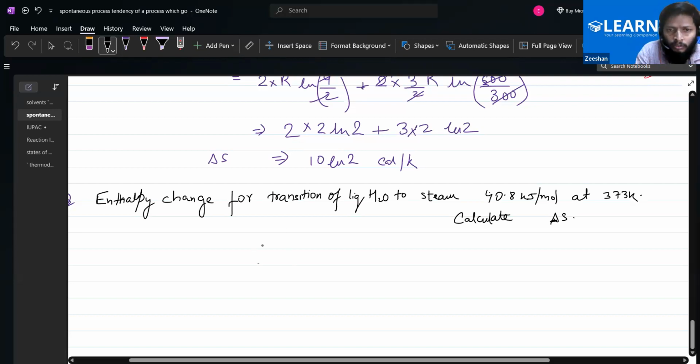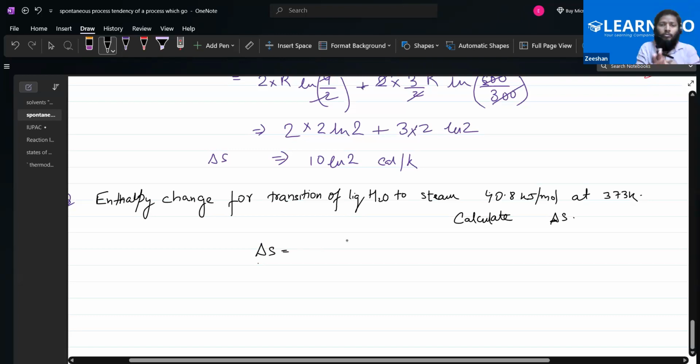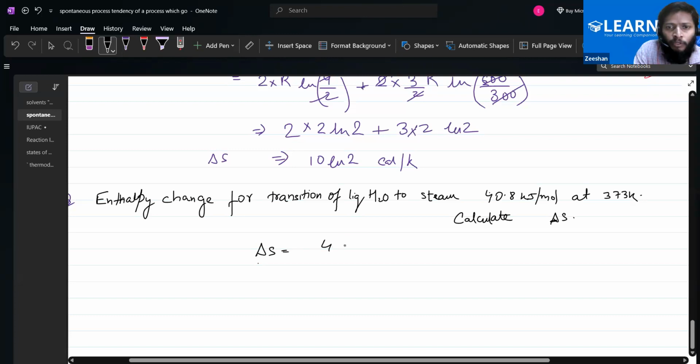So most of the people have given the answer. So let's try this out. So delta S will be the transfer of heat. The heat involved in this is 40.8 kilojoule per mole. So we will put it directly as 40.8 kilojoule per mole. Since this is kilojoule, we will multiply by 1000, so it will be converted. Now we will divide it by 373 in Kelvin.